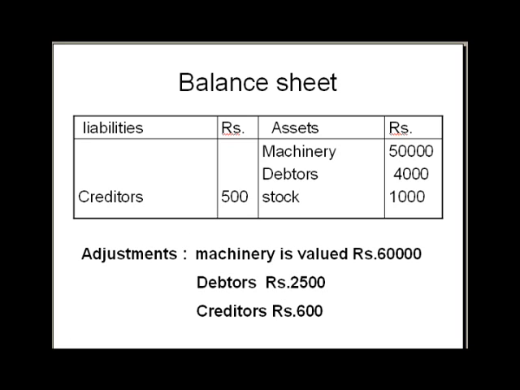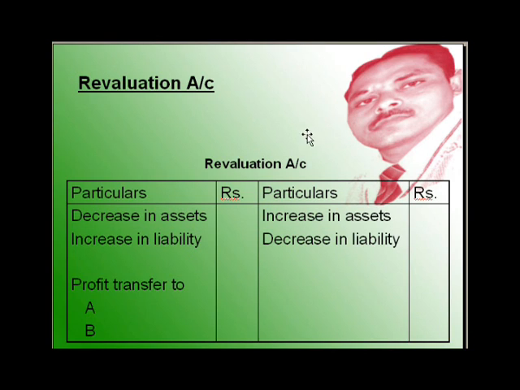Let us see the final pro forma of the revaluation account. This is the final pro forma of the revaluation account. Increase in assets, decrease in assets, increase in liability, decrease in liability, and the balancing figure will be the profit or loss. If it comes on the debit side, it is a profit, and that is transferred to A and B, the old partners, in the old ratio. If the difference comes on the credit side, then it is a loss, and the loss is transferred to A and B in the old ratio. So this is the preparation of the revaluation account.